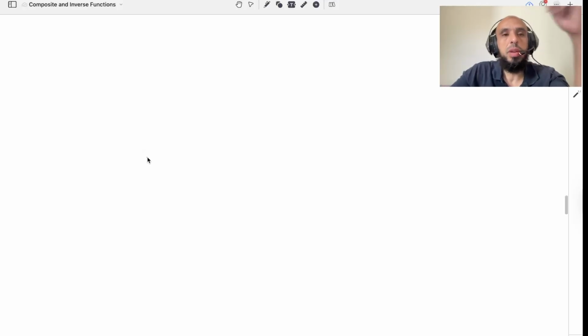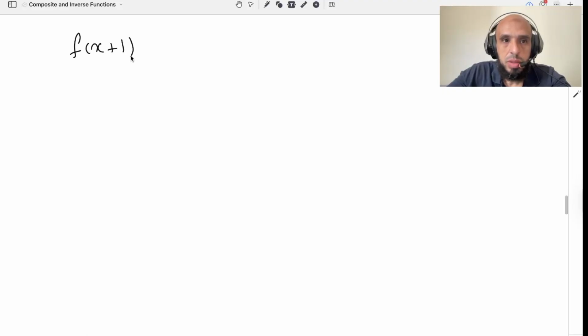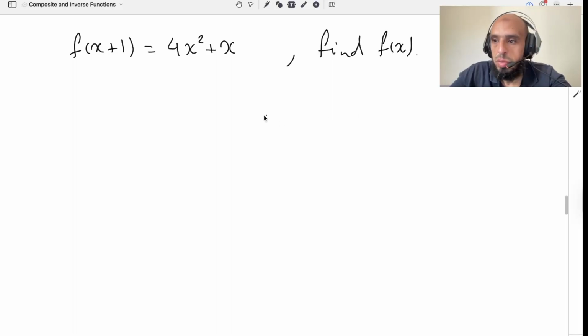Okay, this is another interesting example. If we have f of x plus 1 equals 4x squared plus x, and we need to find the original function, find f of x, how can we do that? We can do this by means of substitution. Let's substitute x plus 1 equals y.